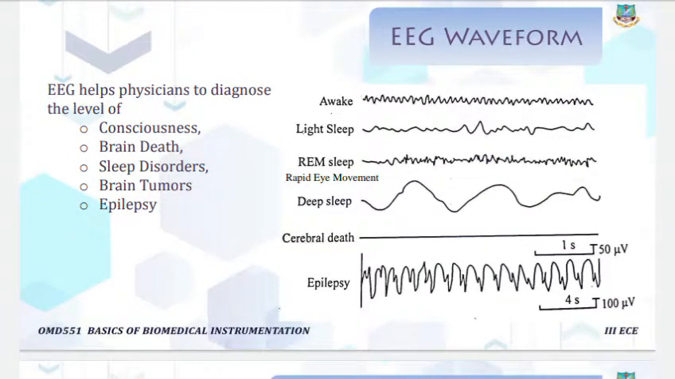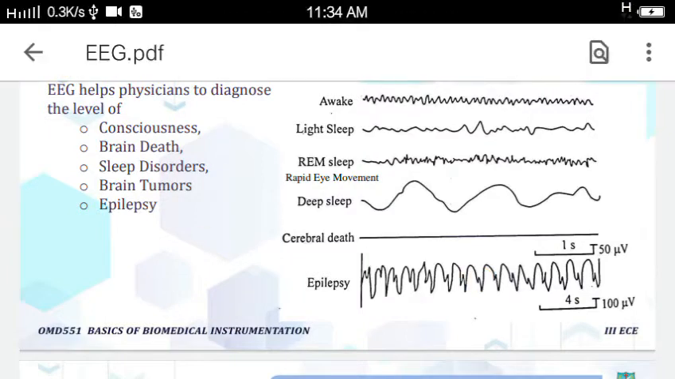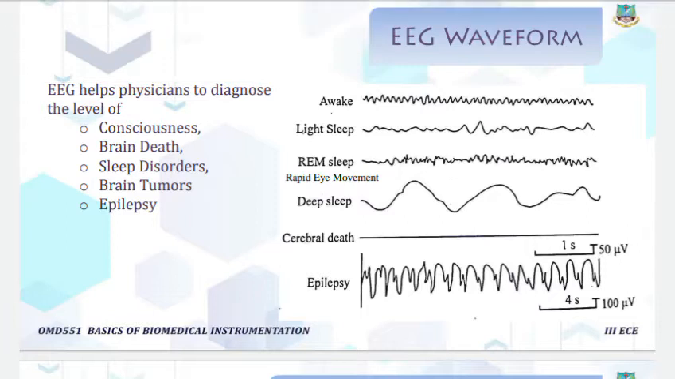Next, the EEG waveform. What is the purpose of this EEG waveform? Just to identify the diseases that happen in the brain, that is brain tumors, epilepsy, any sleeping disorders, brain death, consciousness, etc. These are measured by using this EEG waveform. We know this is a random waveform and we are not able to predict the signal type.